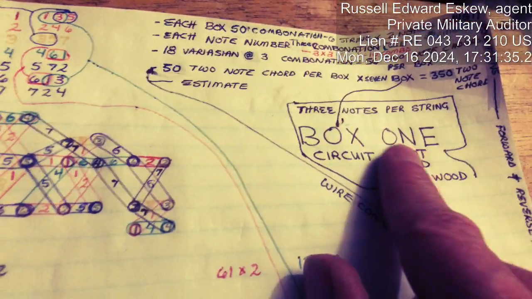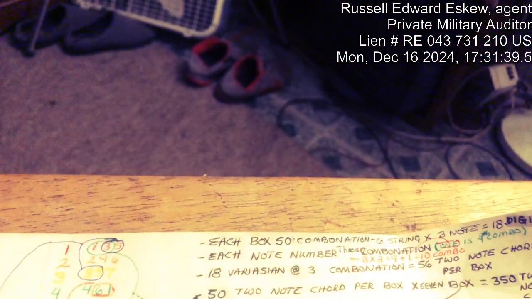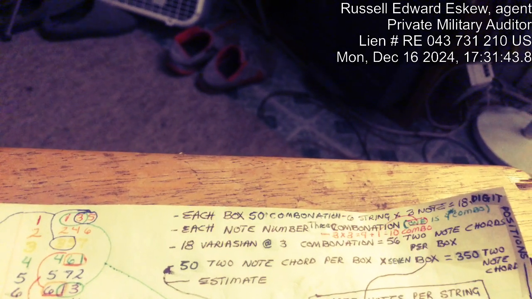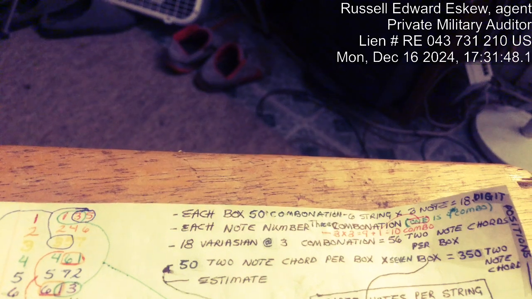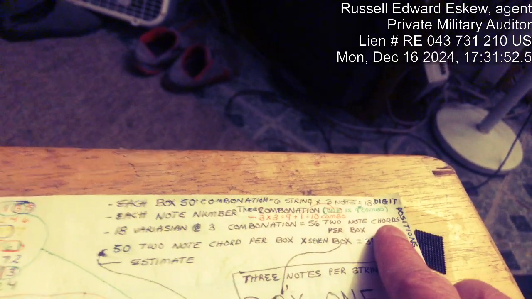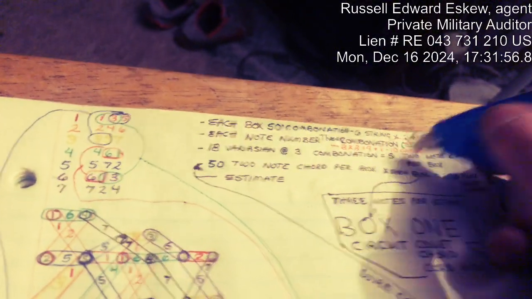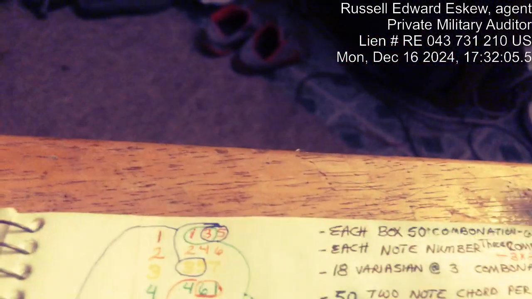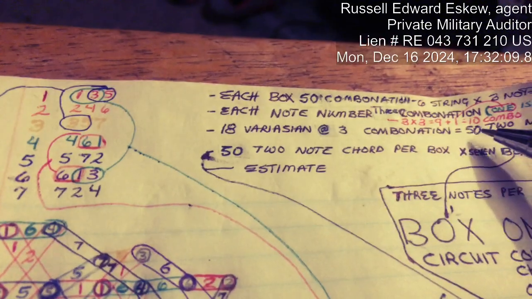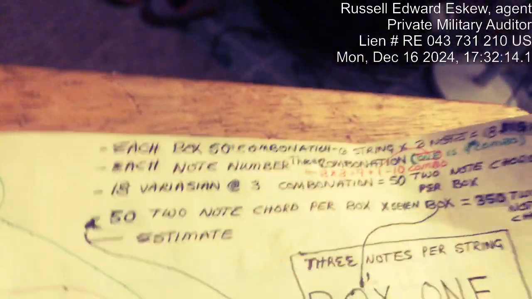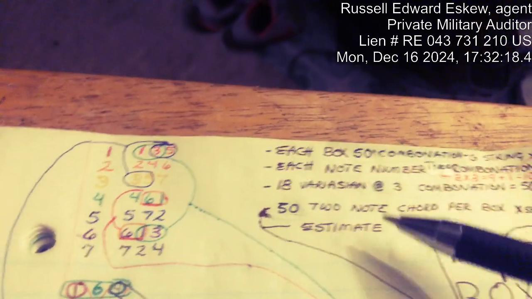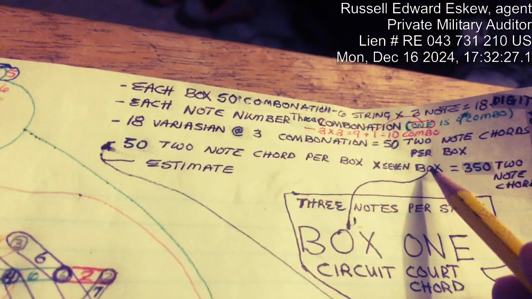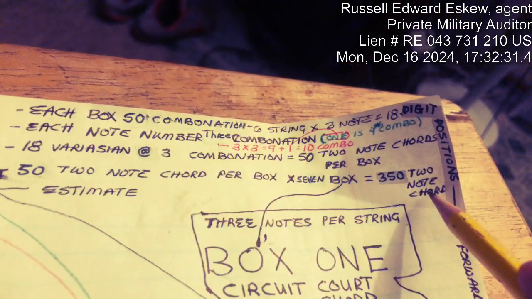Because this is considered a box here. 18 variations at 3 combinations. And it's going to be 52 note chords. It's got to say 52 note chords. It's not 56, it's got to be 50, because there's 50 there. 50 combinations equals 50 combinations. 2-note chords per box. 52 note chords per box times 7 boxes equals 352 note chords altogether. That's correct there.